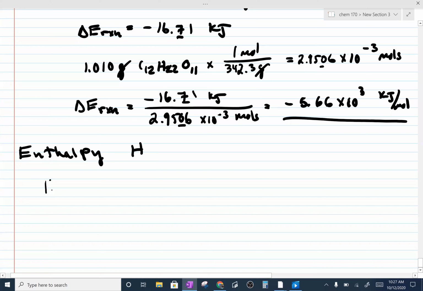And enthalpy, H, is equal to energy, total energy, plus P times V. All three of these are state functions: energy, pressure, and volume.